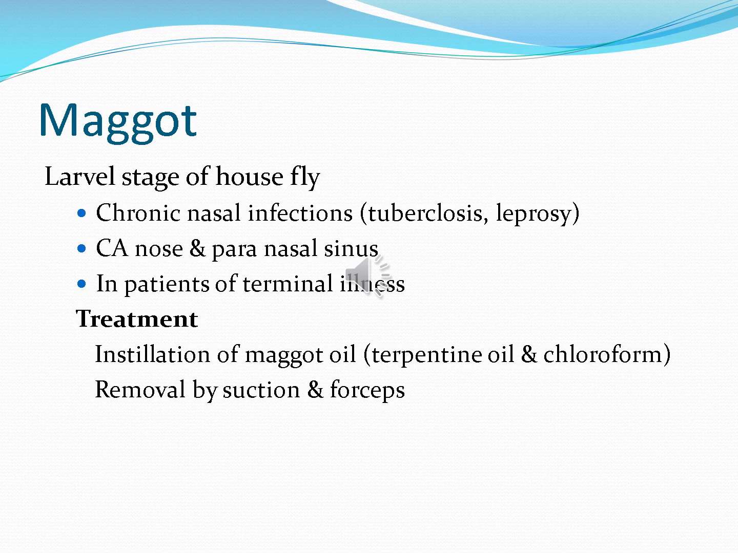Treatment is the maggot oil. You will instill the maggot oil, that is the combination of turpentine oil and chloroform, and it will choke the respiratory system of the maggots and also make them unconscious, and then these maggots will be removed with the help of suction and forceps. If we crush these maggots, it can lead to severe inflammation, and this can cause an anaphylactic reaction. So they should be removed with suction and with the help of forceps.